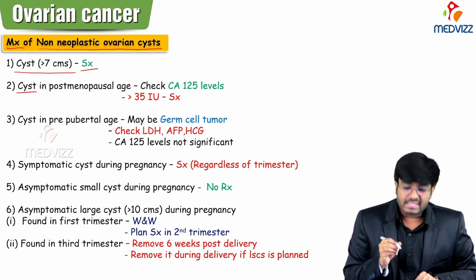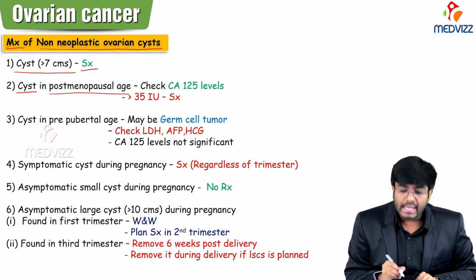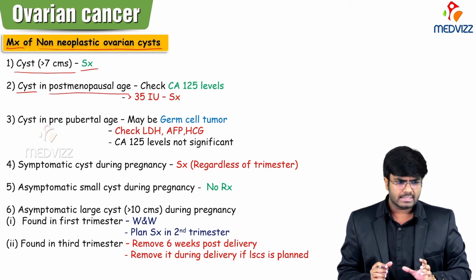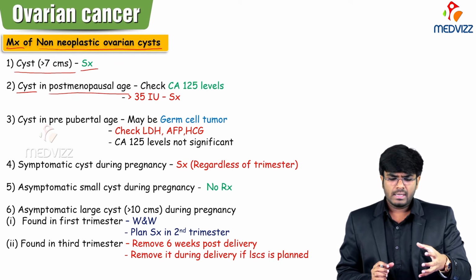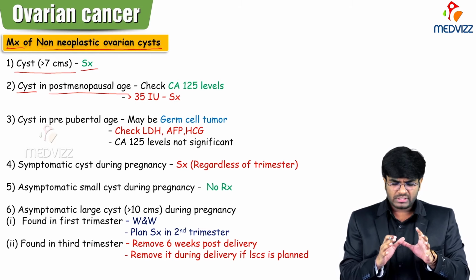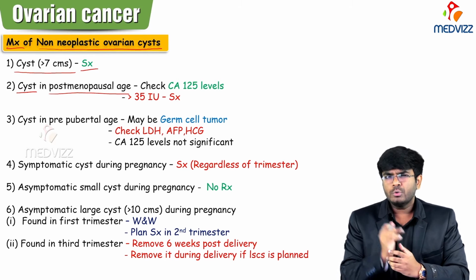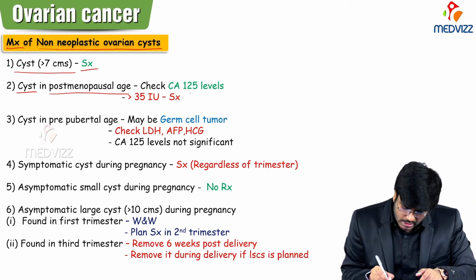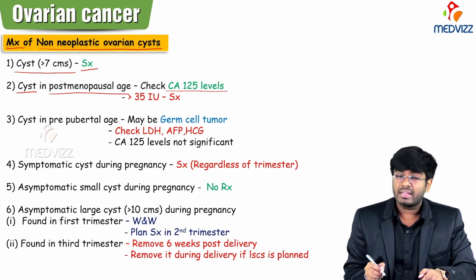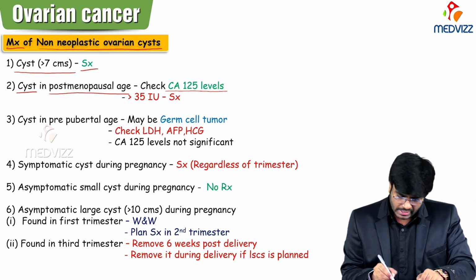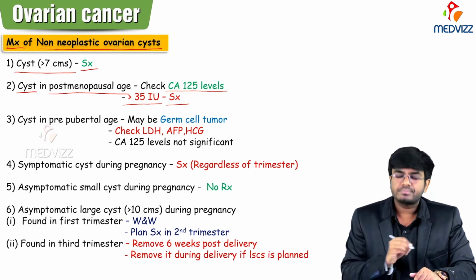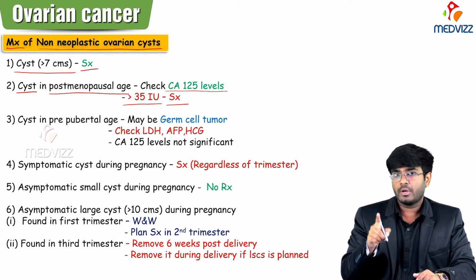If there is this cyst in a postmenopausal woman, she is at risk of developing ovarian cancer. So if there is this cyst in her ovaries, and that too she is a postmenopausal woman, now you should suspect that ovarian cancer might be developing. So what you have to do? Go with the markers. Check the CA125 levels in a postmenopausal woman. If the levels are more than 35 international units, go with the surgery. So this is all about the postmenopausal woman.